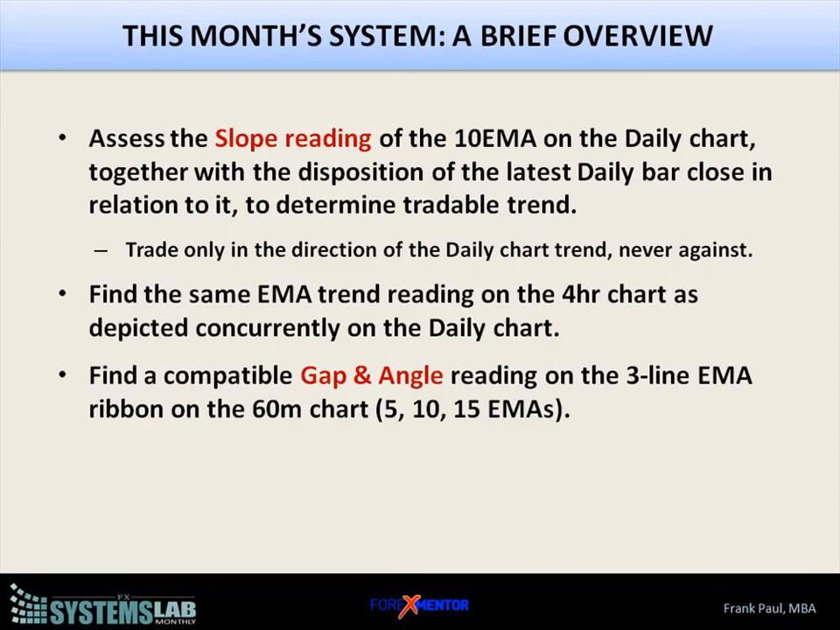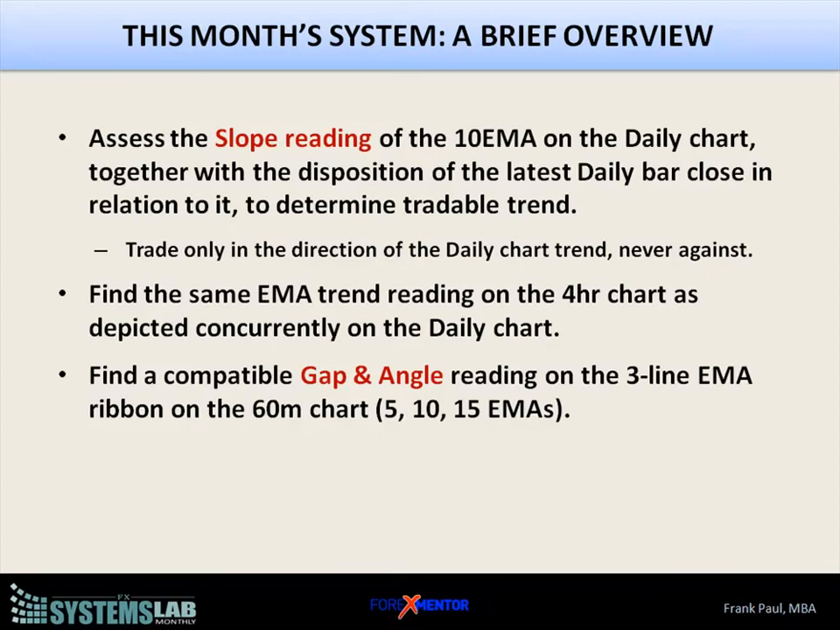We're looking for bearish gap and angle to the latest bar on the close, or of course if we're in an uptrend, the opposite, which is bullish, which would mean the 5 EMA is above the 10 EMA, which is above the 15 EMA. There's nothing special about these period settings, but it just makes the intraday trend reading as we drill down that much more clear and precise, at least if we've got the reading that we're looking for.